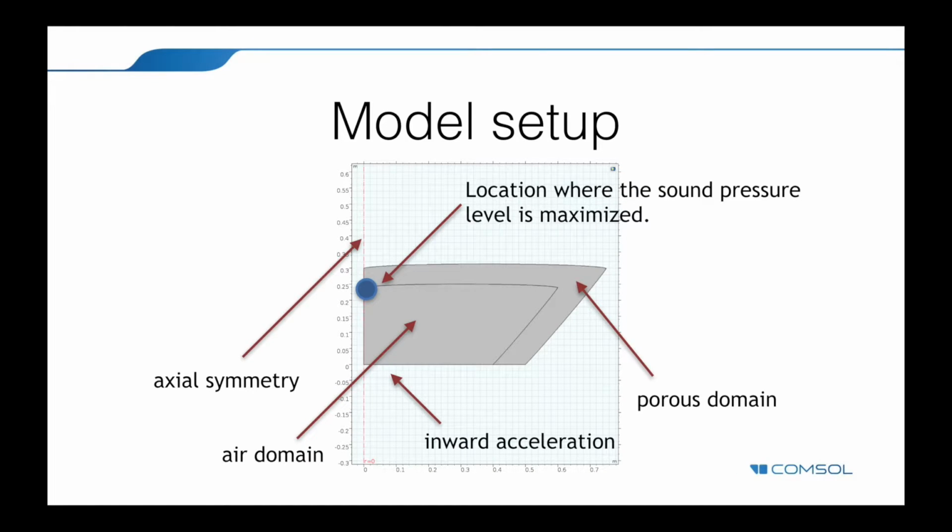So this model illustrates an optimization study with the initial geometry. It's an axisymmetric model. The objective is to maximize the sound pressure level at a point of the assembly across a range of frequencies. The geometry contains the air domain and the porous domain, as well as the excitation, which is modeled as an inward acceleration.